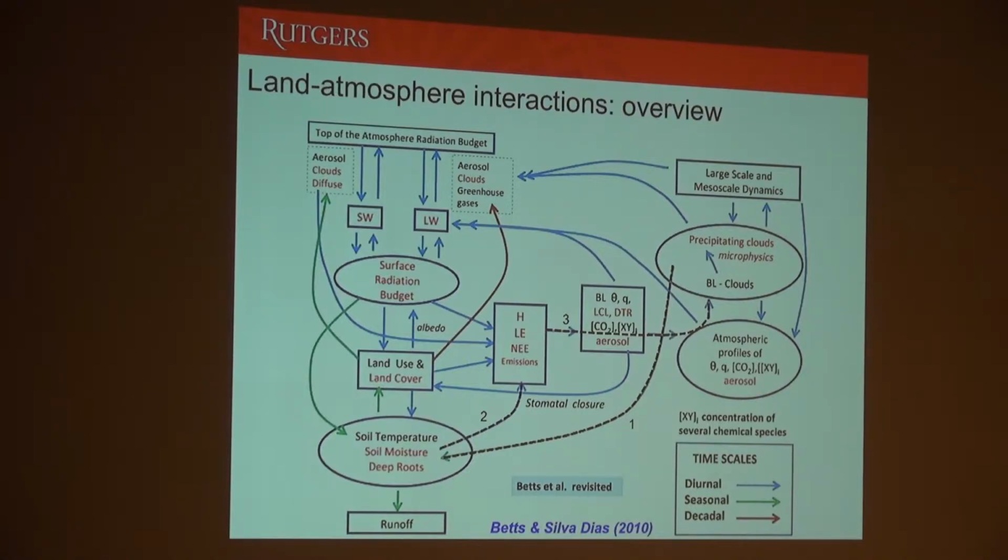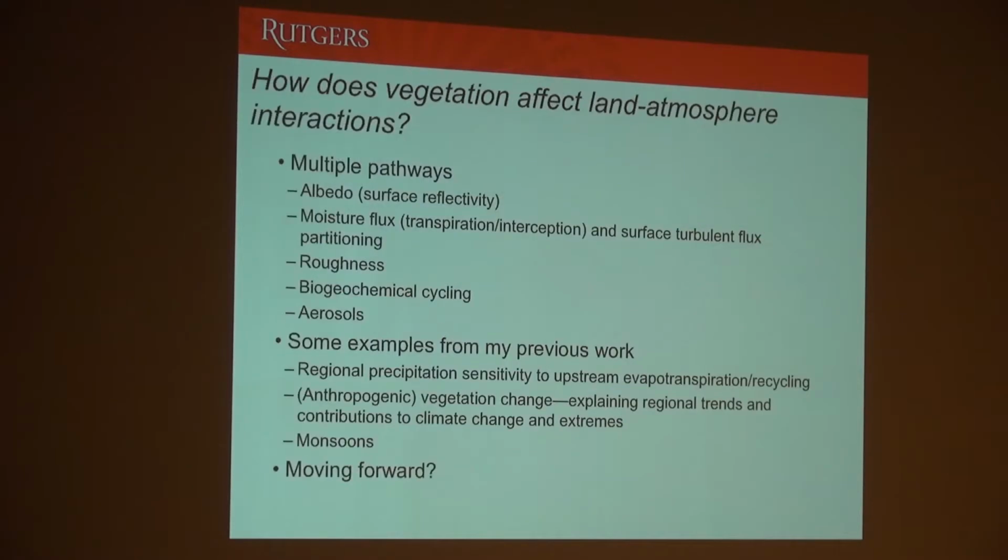So in terms of this talk, what I want to think about, although as I said I'm circling around that now, and it's something I hope to do more of in the future, is look more directly at what role vegetation plays in mediating these sets of interactions. So how does vegetation affect land-atmosphere interactions? That's basically the science question.